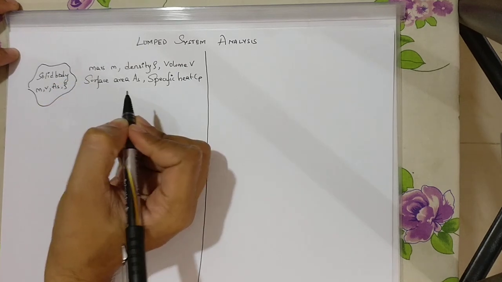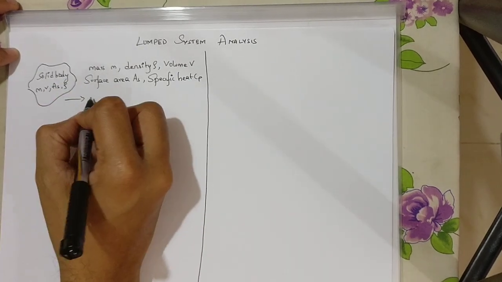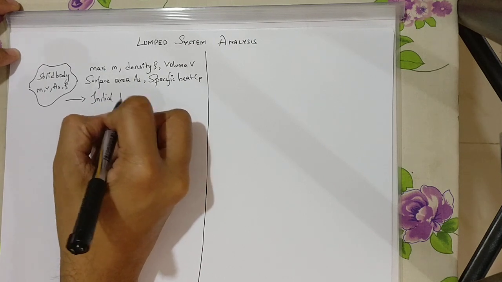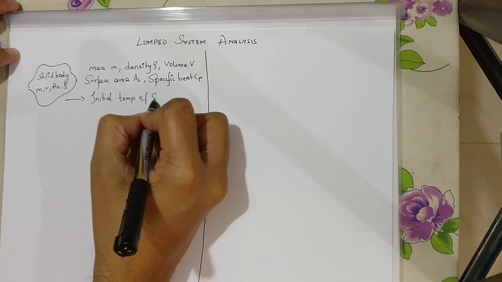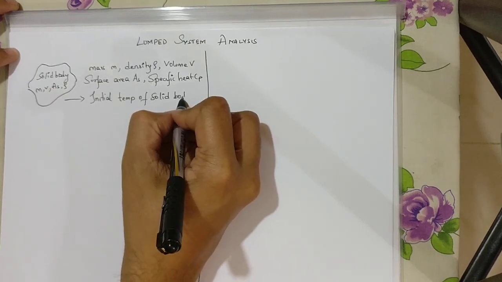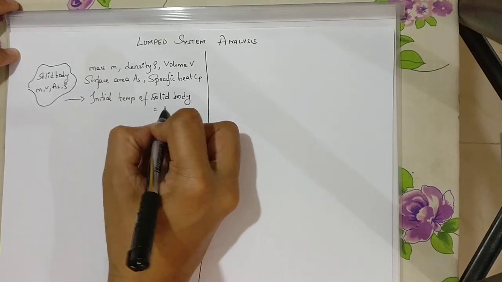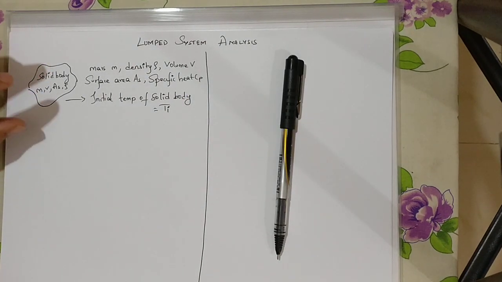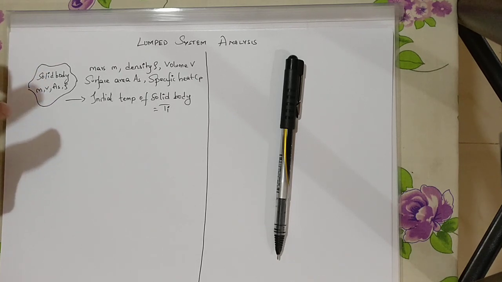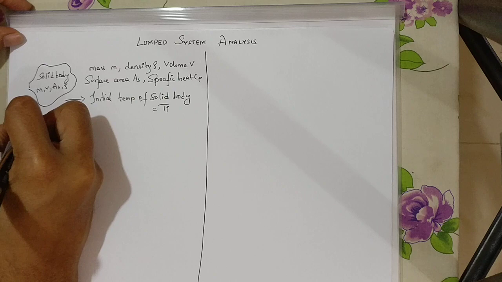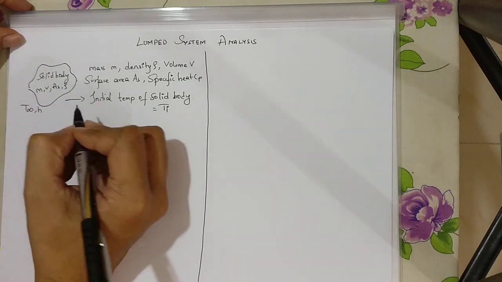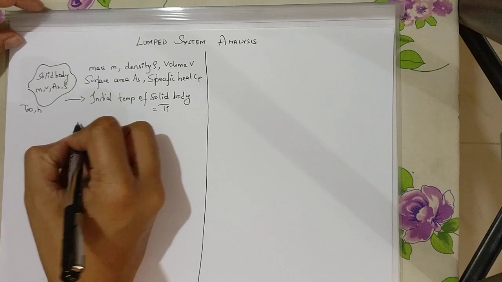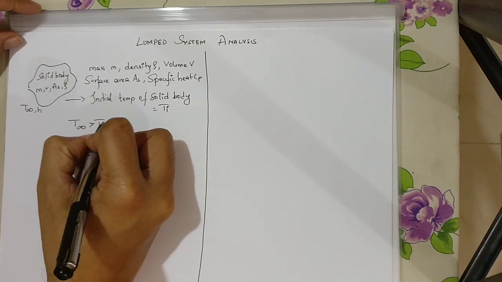And let us assume the initial temperature of this solid body is equal to Ti. Okay guys, so we have defined all the parameters for this solid body which are required for this analysis. Now let us keep this body in a hotter environment, let us say with T infinity temperature and heat transfer coefficient h. So I am keeping this body in a hotter environment. That means T infinity is greater than Ti.